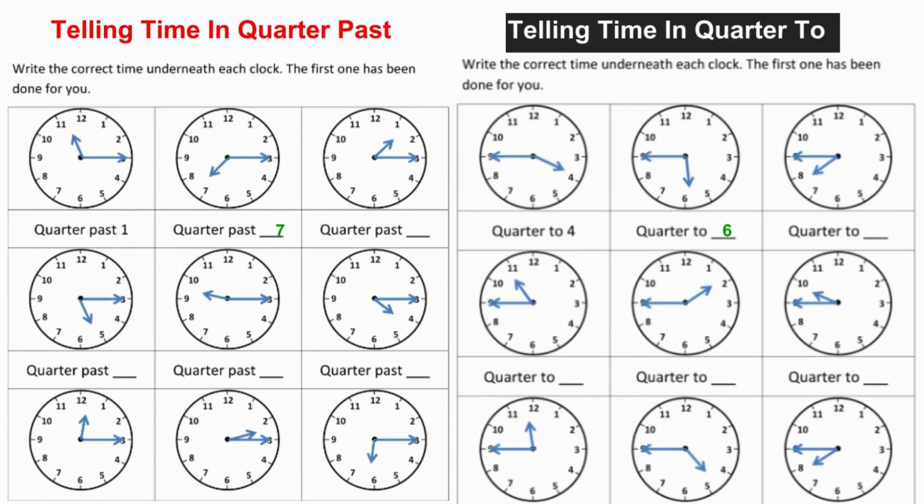When your short hand is almost leaving 1, in between 1 and 2, not exactly on 1, and your long hand is exactly 15 minutes after 1, we say it is quarter past 1. Now take other questions as your exercise.